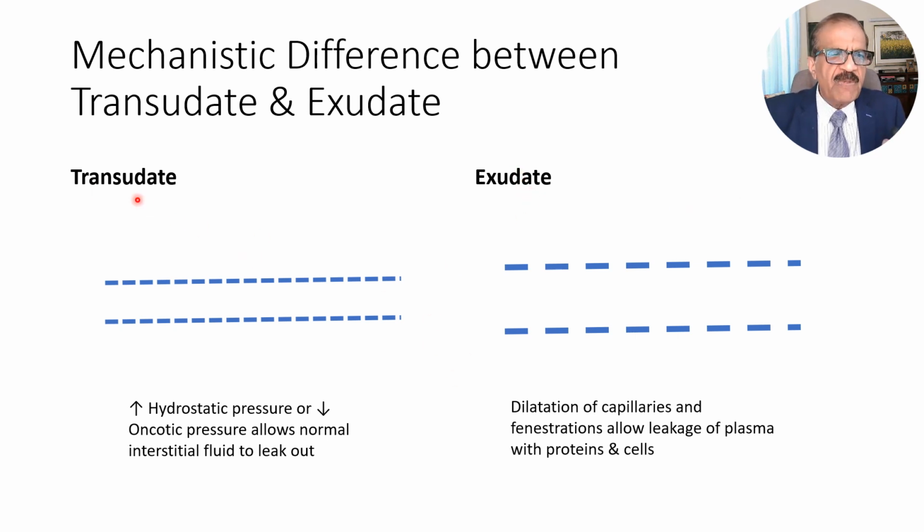So from the very nature of fluid, we can actually extrapolate and find out what is the pathology responsible for fluid formation. In our case, uncomplicated cirrhosis, we will have transudate.